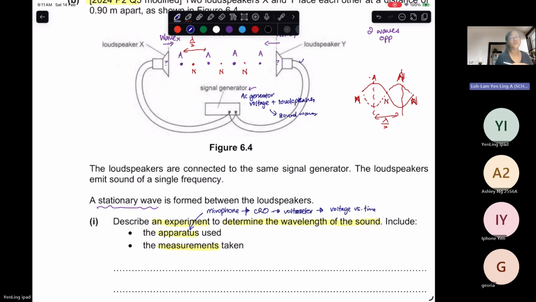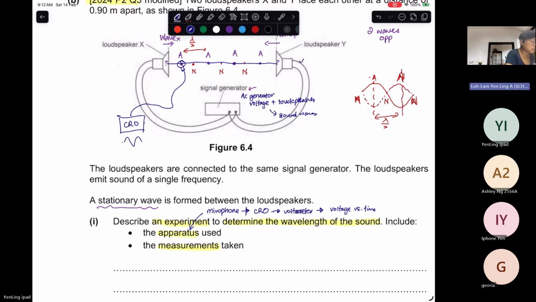And some of you tell me you put a CRO, an oscilloscope, and then you just put it down there. It doesn't do anything. Okay, you don't tell me that you're going to move it between X and Y. So it tells me you don't quite understand the nature of the thing. So what you do is you connect your microphone, and then your CRO can be placed somewhere else. Okay, that's your CRO. And then you are going to move the microphone along this position from X all the way to Y.